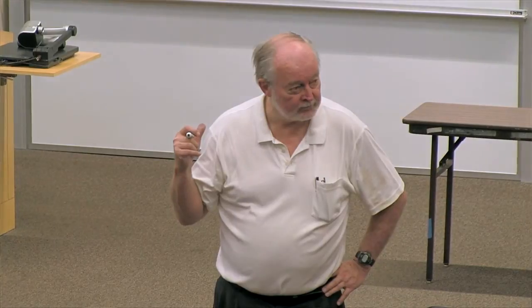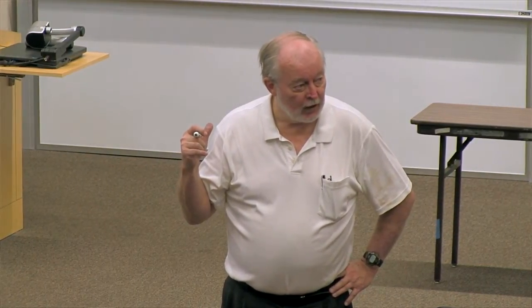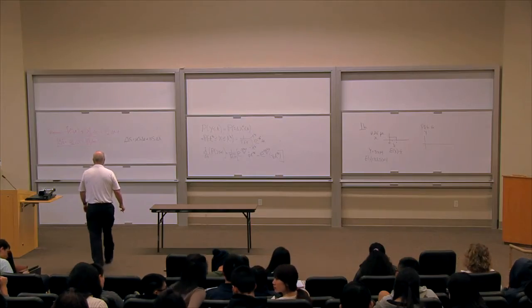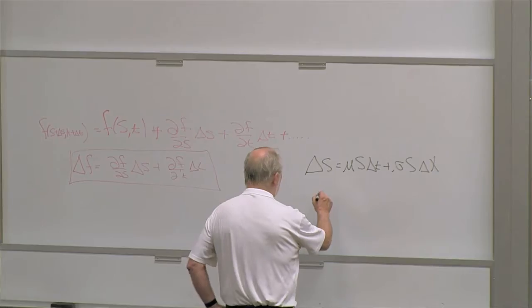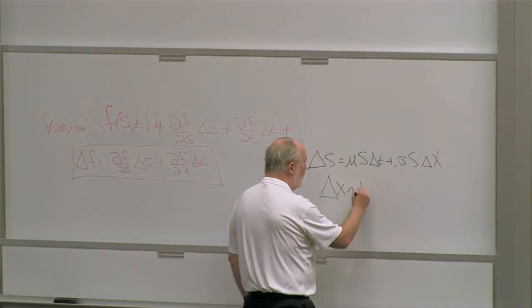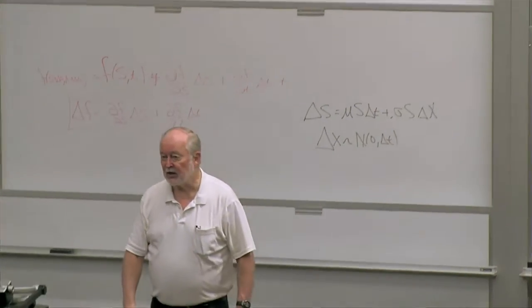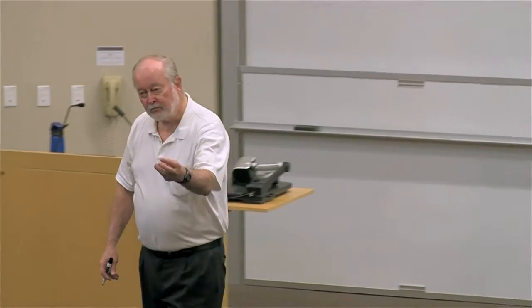Therefore, you have to expect this equation, delta S equals mu S delta t plus sigma S delta x, to crop up almost everywhere, where we found that delta x, to make sense, really has to be normally distributed with variance delta t. We have to expect this equation to crop up in physics, medical problems, economics, finance, everywhere, because it's so fundamental. It's just the first part of a Taylor series expansion of a more complicated type of problem.